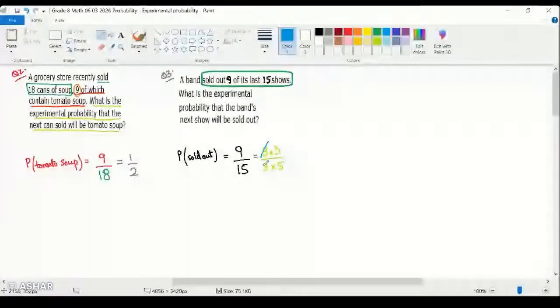Remove the 3 and the final answer comes out to be the probability of a show being sold out, the tickets being sold out for this particular band is 3 over 5. Okay. We can also give this answer in percentages. There's a 60% chance. How do we find the 60%?